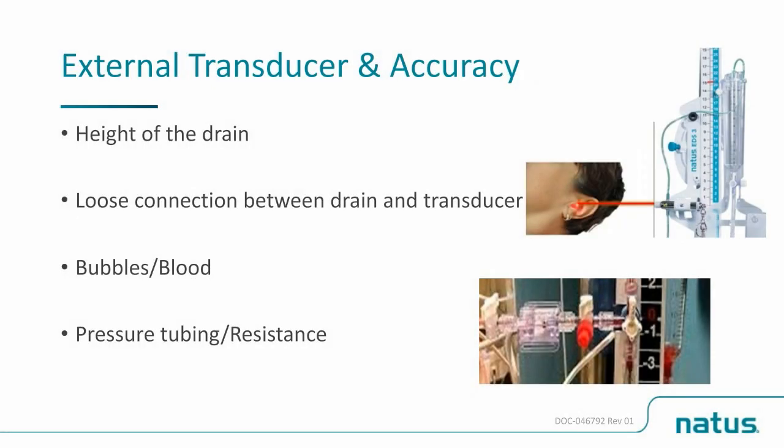There are a few other things that affect the accuracy of the information you get when using an external transducer. The height of the drain, meaning the level to the foramen Monroe. If it is not level, it can cause a false high or low ICP and also result in over or under drainage of CSF. Any bubbles, blood, or tissue in the tubing or transducer itself can cause a dampened waveform. And a loose connection of the luer between the drain and the transducer itself can also cause a dampened waveform and ICP inaccuracy.